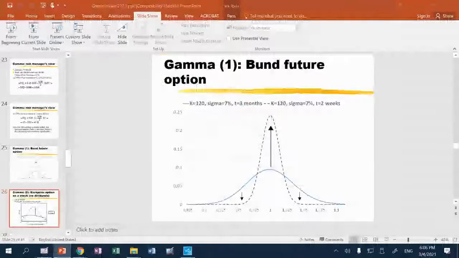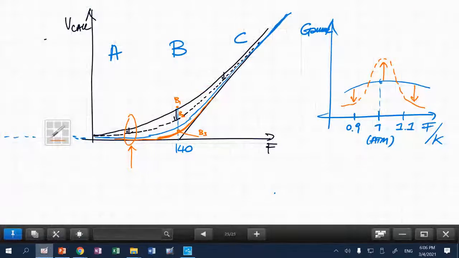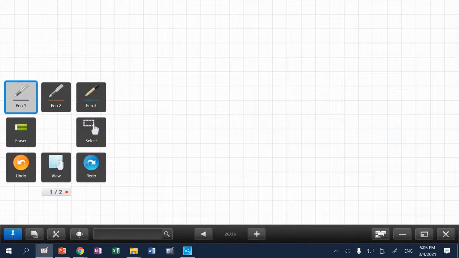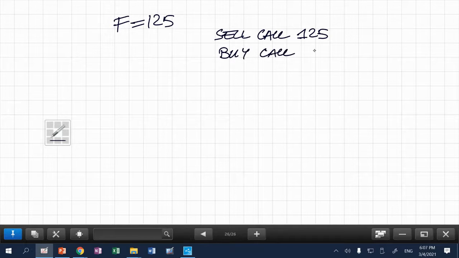Just a quick check to see whether we are starting to be quick enough in reasoning on that. Imagine I tell you, you have the future trading 125. You have a position in which you sell a call strike 125, you buy a call strike 128. Are you gamma positive or negative?